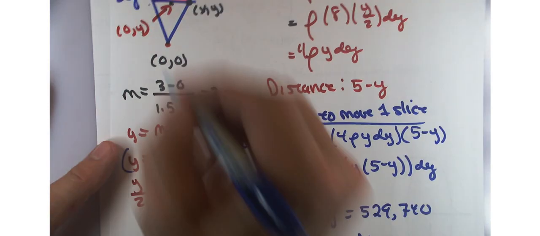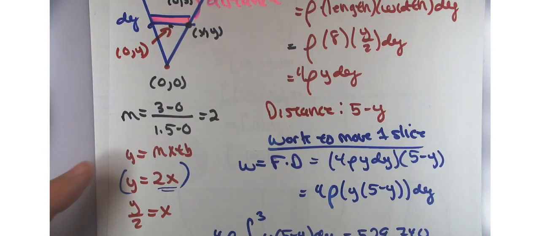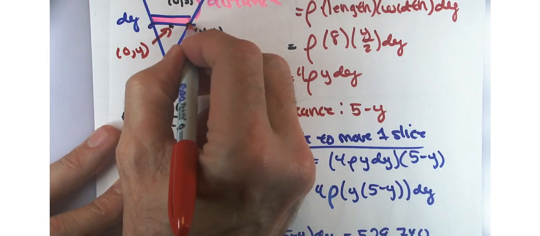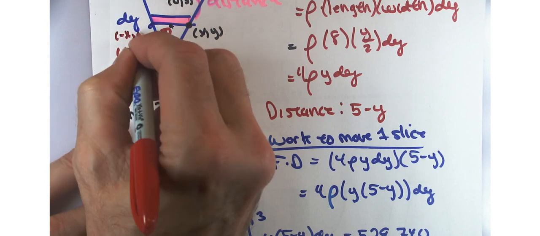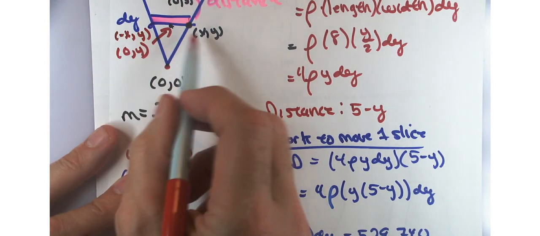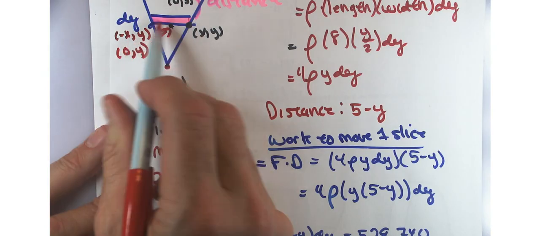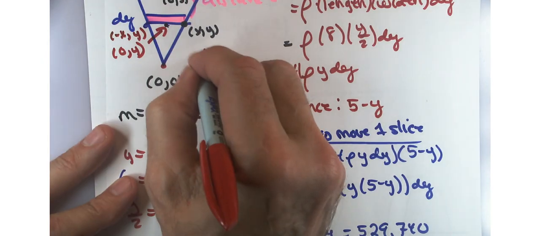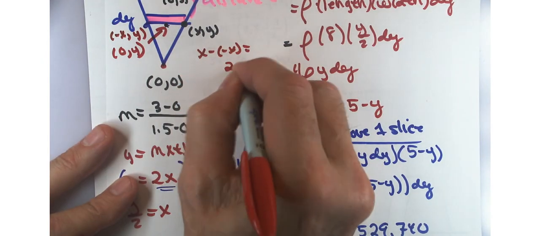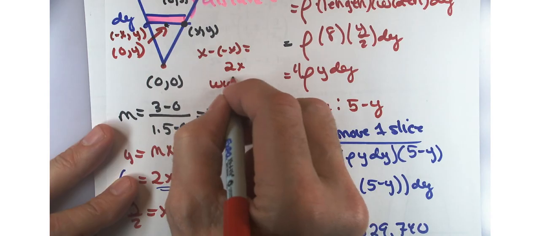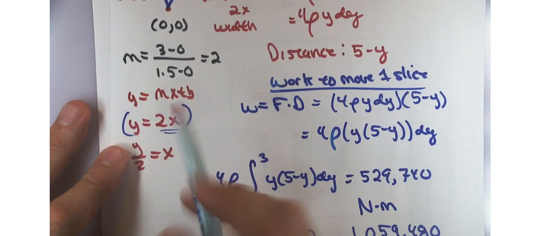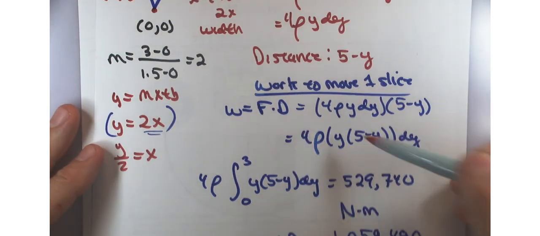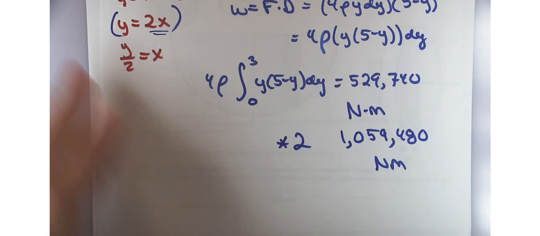If you wanted to see it a different way, if you wanted to find that distance there, if this coordinate is x and y, this coordinate would be negative x and y. And that distance would be x minus negative x. The width of that would be 2x. So x minus negative x equals 2x. That's your width. And from our equation, y equals 2x, so those two are interchangeable. We were off by a factor of 2, so I multiplied by 2 at the end. Thank you. Nice catch.